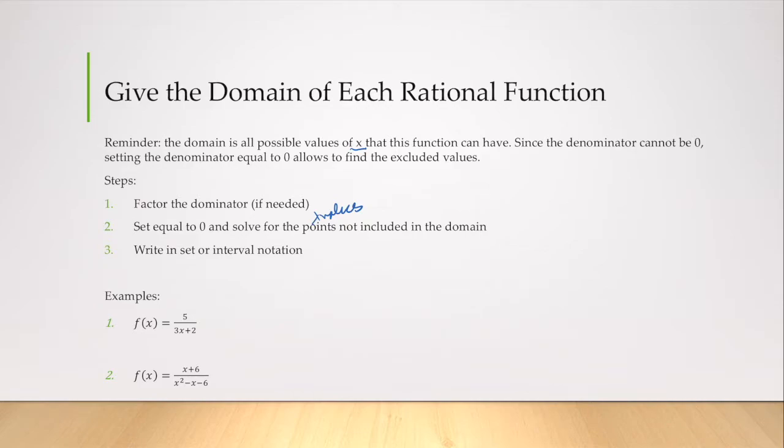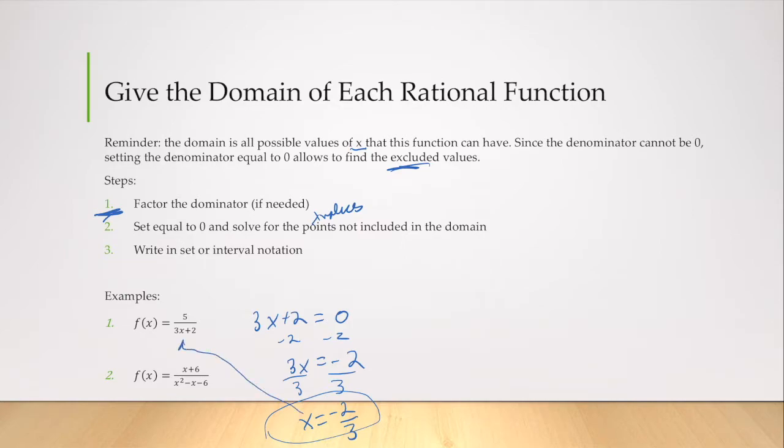So let's look at equation 1. So here I have the rational function f of x equals 5 over 3x plus 2. So I'm going to take my denominator, which I cannot factor any further, and I'm just going to go ahead and set that equal to 0, and then I'm going to solve. I subtract 2 from both sides. I get 3x equals negative 2. I divide both sides by 3, and I get x equals negative 2/3. So x equals negative 2/3 is the value that's excluded from my denominator. If I was to substitute this x value back in, my denominator would be equal to 0, which cannot happen, right? We cannot divide by 0.